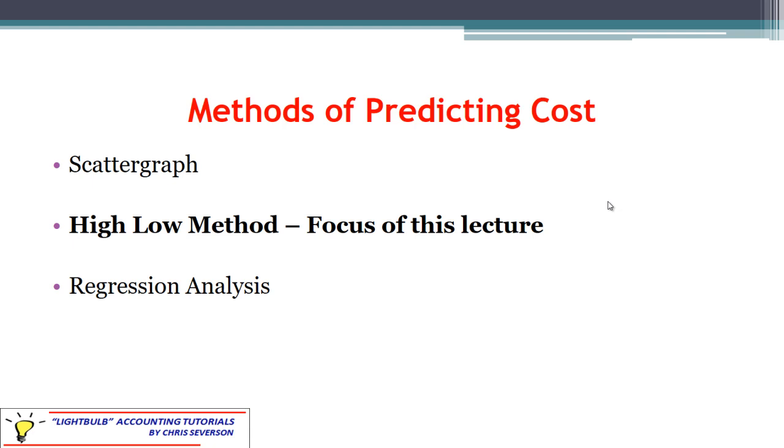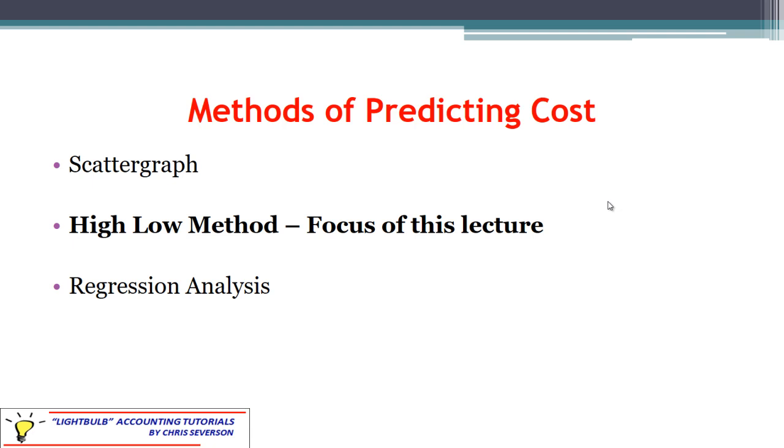The focus of this lecture, however, is the high-low method. This is a calculated method. It's not perfect, but it's a little more accurate than the scatter graph. And then finally, the more complicated method, which is outside of the scope of this review, is the regression analysis method. It's also known as the least squares regression analysis. And I'll mention what that is when we get to that scatter graph in just a bit as well.